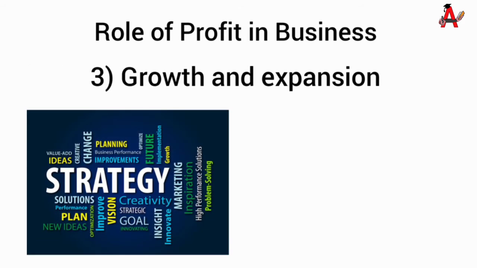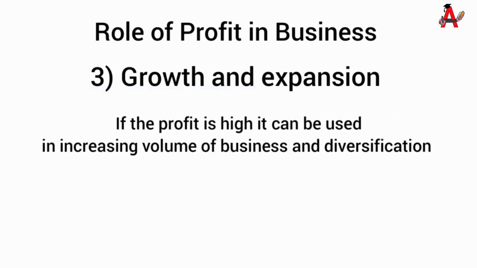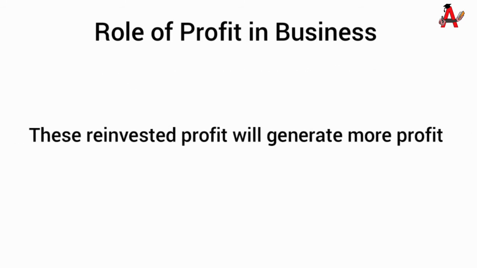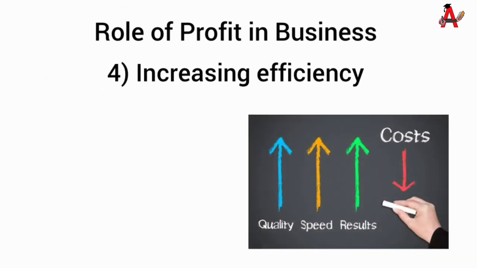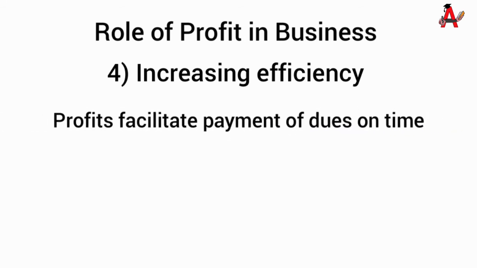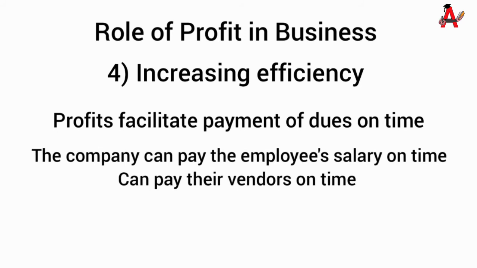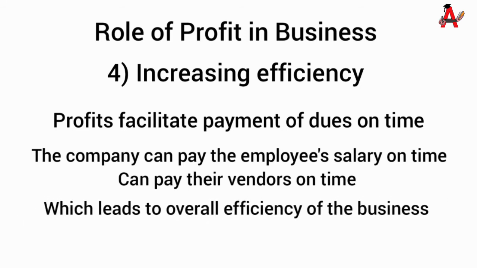Third, growth and expansion. If a company has higher profit, it will have higher internal accruals. This profit can be used further in the business to increase the volume of business and also in diversification. This reinvested profit can give them further profits. Fourth role of profit in business is increasing efficiency. Profit facilitates payment of various dues on time. The company which is profitable intends to pay its employees their salary on time, and its vendors on time, which overall leads to efficiency of the entire organization.